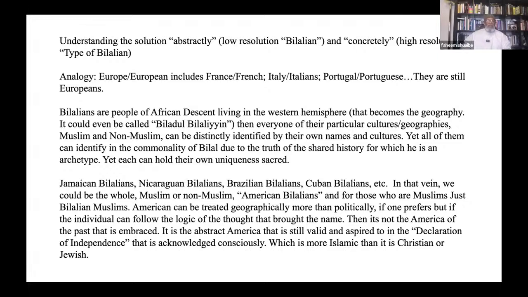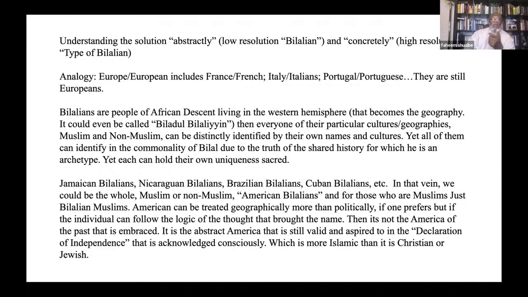Whether you identify as a Muslim or not, that history of that individual is typical of the DNA, the generations that reside in these locations in the Western Hemisphere right now. I hope you get it. If it's not clear, you can ask me as we go on. Yet each one can hold their own uniqueness sacred. You don't have to give up who you are, where you are, and what you are, but still have the Bilalian.